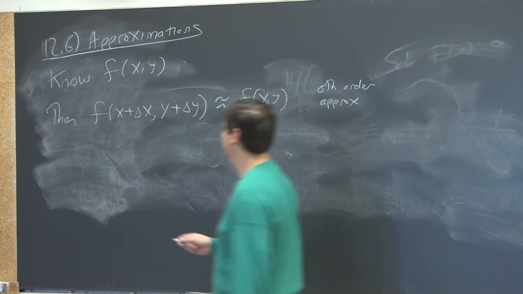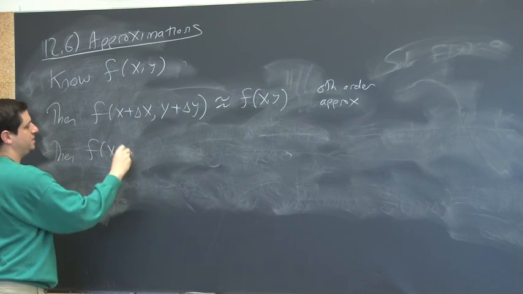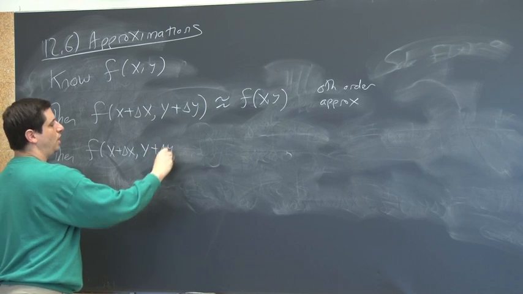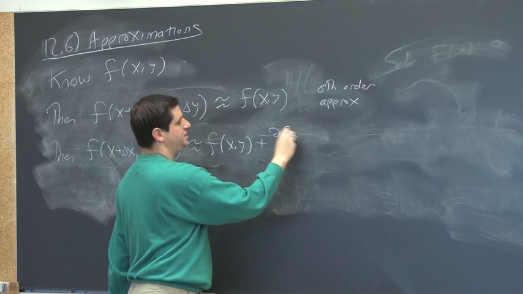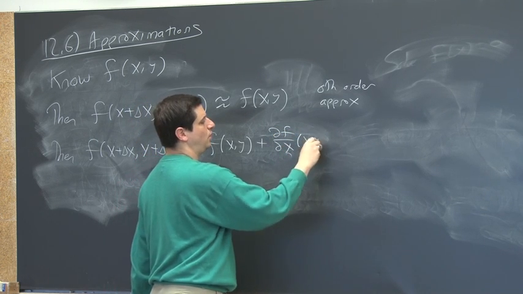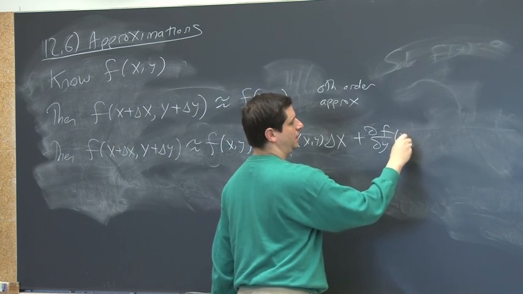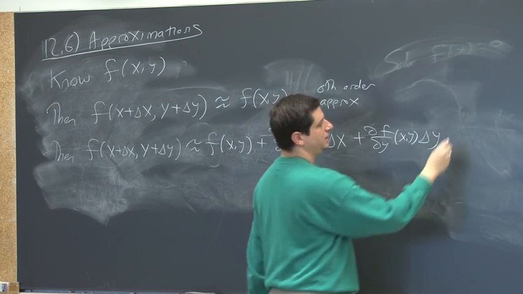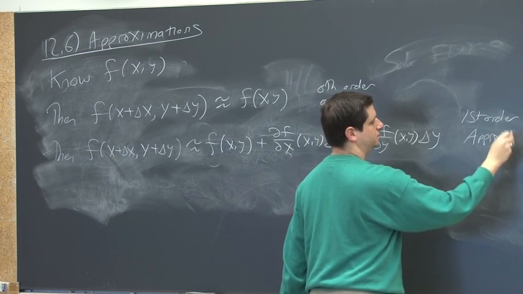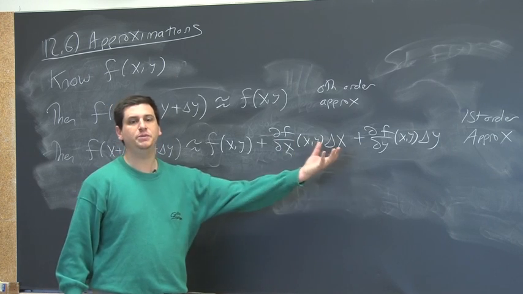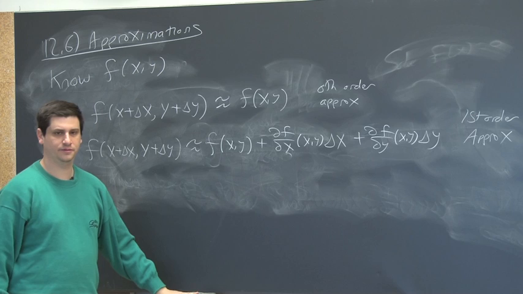Partial derivatives, perfect. And so if we knew partial derivatives, you could say then f of x plus delta x, y plus delta y is approximately f of x, y where we were, plus df dx at the point x, y, delta x, plus df dy x, y, delta y. And this is the first order approximation. So we're using a little bit more knowledge now. We know how it changes with x. We know how it changes with y.